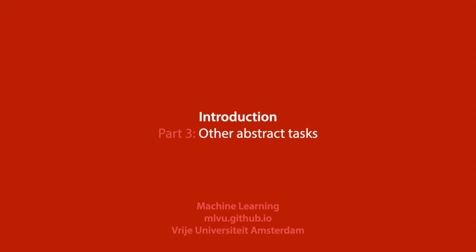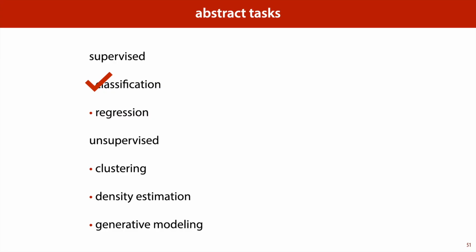In the last video, we looked at the abstract task of classification. In this video, we'll look at some other abstract tasks that can also be solved with machine learning. We'll start first with the other supervised task, regression, and then we'll look very briefly at some unsupervised tasks, namely clustering, density estimation, and generative modeling.